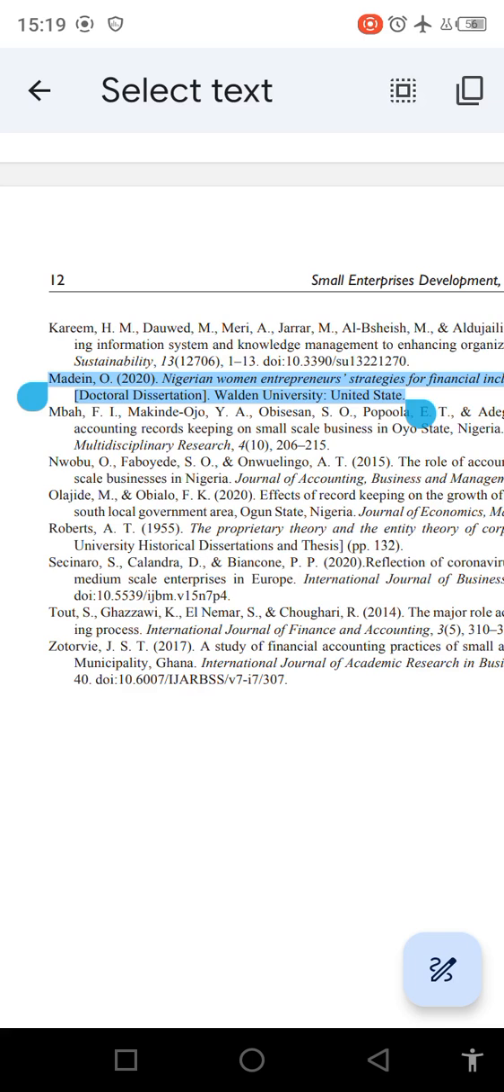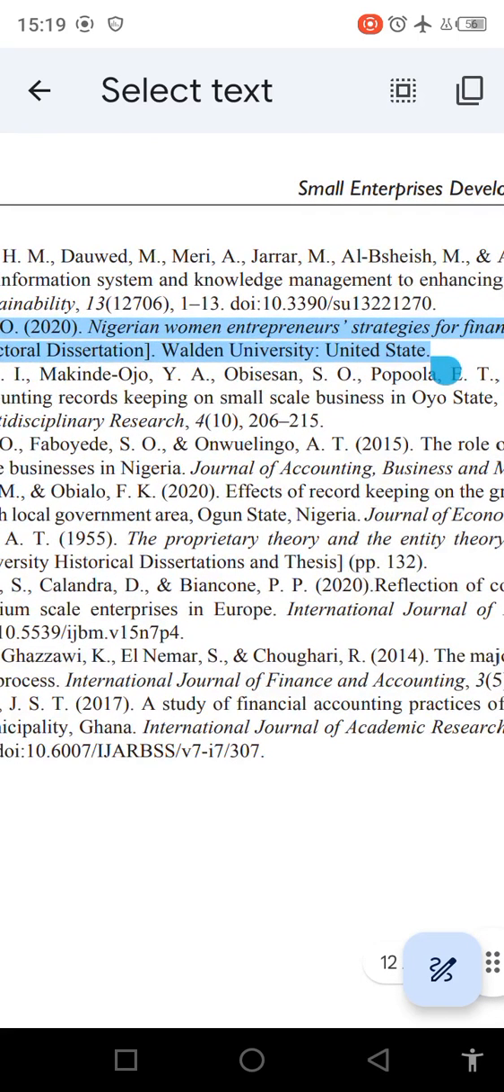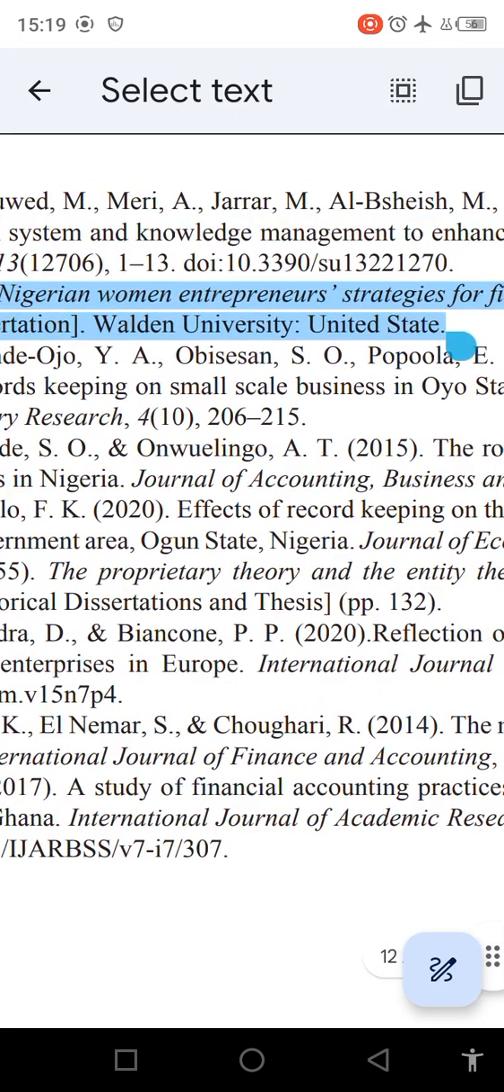I hope you understand. Then after that, we are going to have the university where that particular textbook was published. And for the case here, what we have here is Walden University. And after that, please, after writing the name of the university, we must put a semicolon there. And after that semicolon, we are going to put the country where that particular textbook was published.